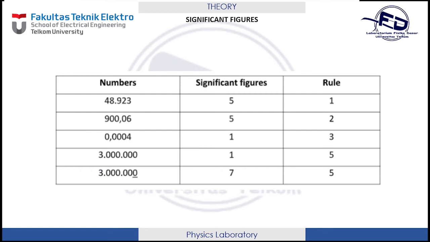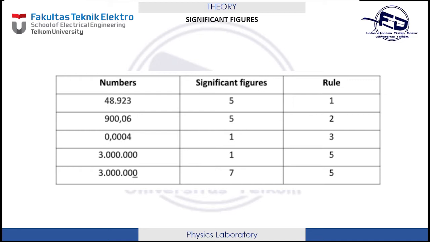Here are the examples of the application of significant figures. First example, the number 48,923 contains 5 significant figures based from the first rule. All non-zero digits are significant. Second example, 900.06 also contains 5 significant figures because from the second rule we see that zeros between non-zero digits are significant, so these 3 zeros between 9 and 6 are counted as significant.